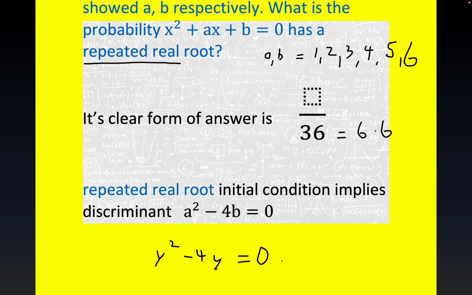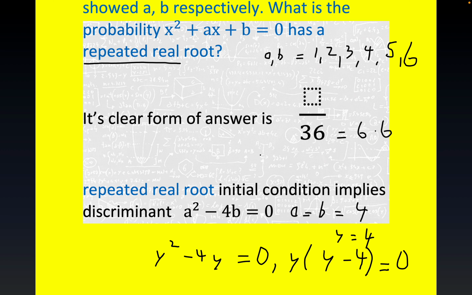So you can factor a y out of this, and you get y times y minus 4. And of course, 0 is not relevant according to this probability problem. This is a dice problem where you don't have a 0 for a face value. So you get y equals 4 here. It's the very same thing right here. You would have to have A equals B equals 4, which is just one outcome in our outcome space.